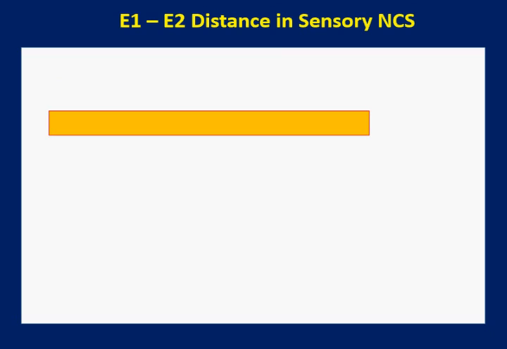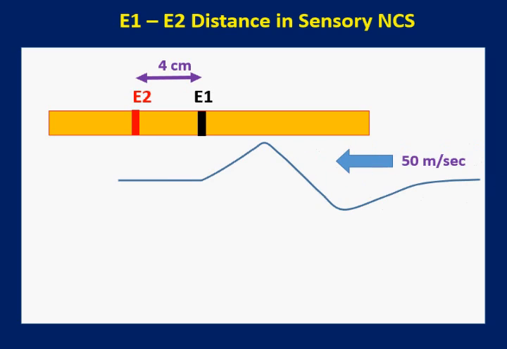Consider a nerve segment with E1 and E2 electrodes over it. The distance between them is 4 centimeters. The nerve action potential is propagating from right to left at a speed of 50 meters per second. The rise time of the potential is 0.8 milliseconds.